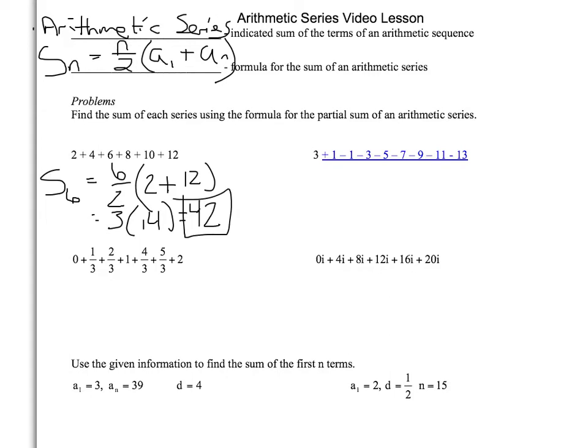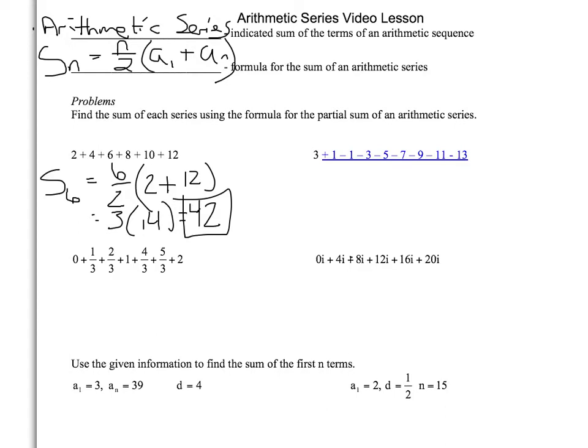Now you're probably asking yourself, can I just add all these up? The answer is yes, but it does say in the directions using the formula for a partial sum. So make sure you know how to use the formula. Let's do one more together, and then I'm going to leave those two of them in this section for you guys to do. Let's do the fraction one together.